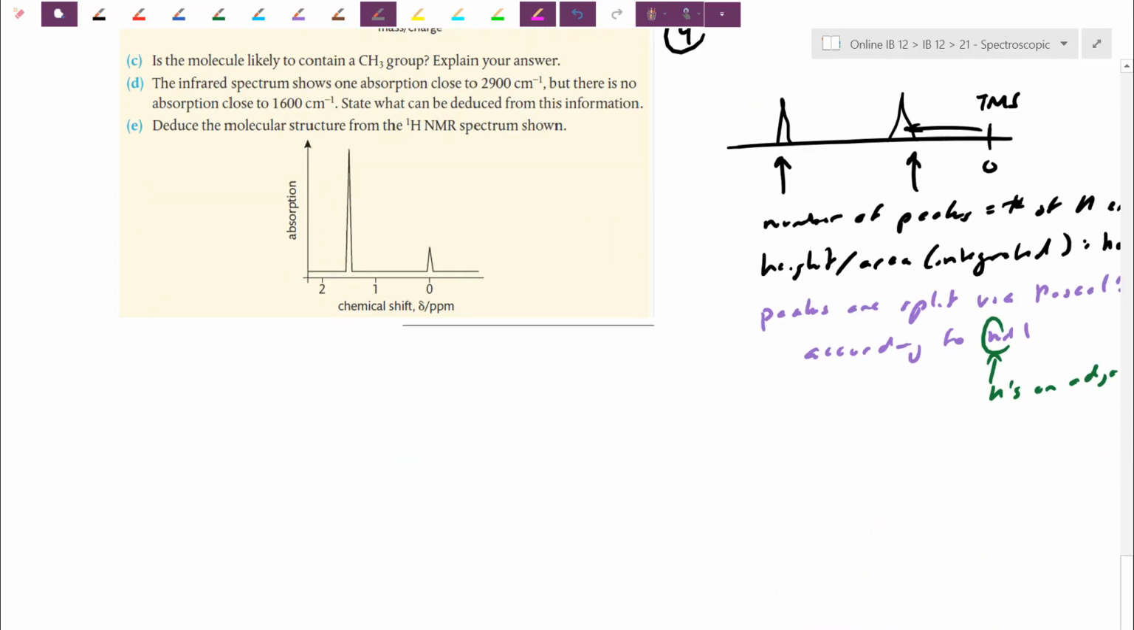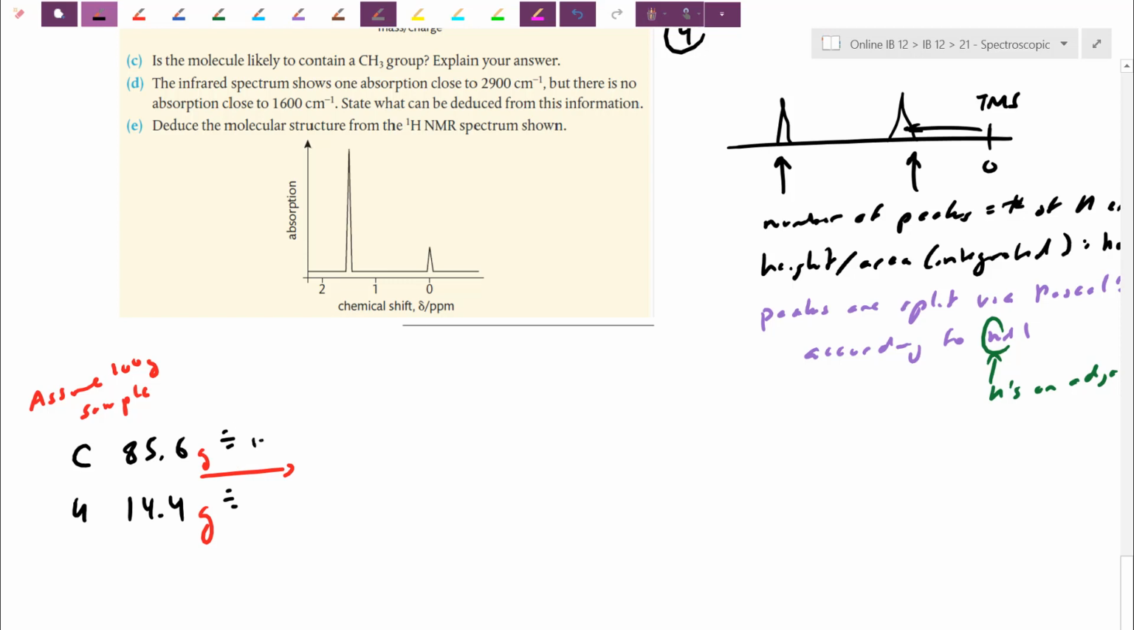Let me just copy this down here. Carbon is 85.6, so that means hydrogen is 14.4, right? The empirical formula you did way back in chapter 1. Let's assume we have a 100-gram sample. Why do we like 100? Because these percentages would naturally be grams. The first thing I need to deal with is their molar mass. So 85.6 divided by 12. Keep extra decimal places. Eventually we're going to round to 1 decimal anyway.